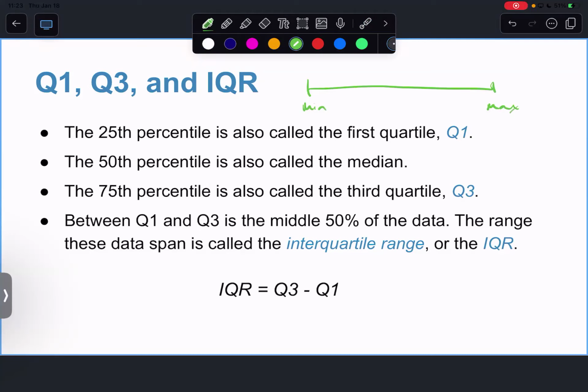number line here, what do you have? You have your median, which has 50% below it, 50% above it.